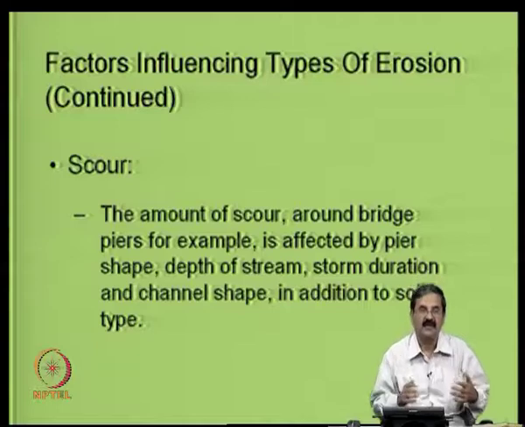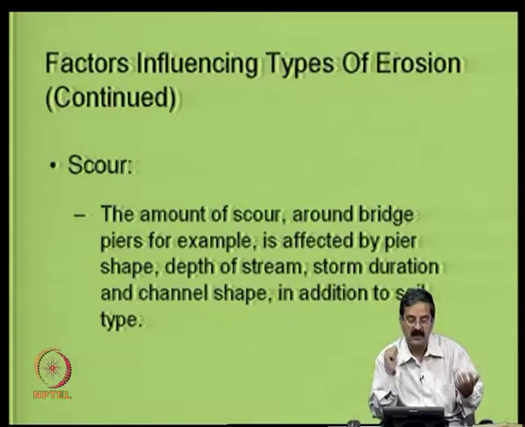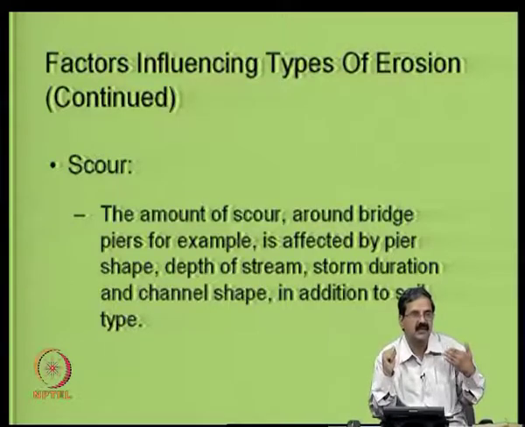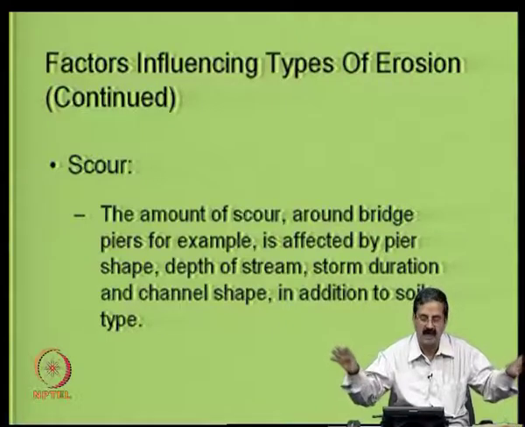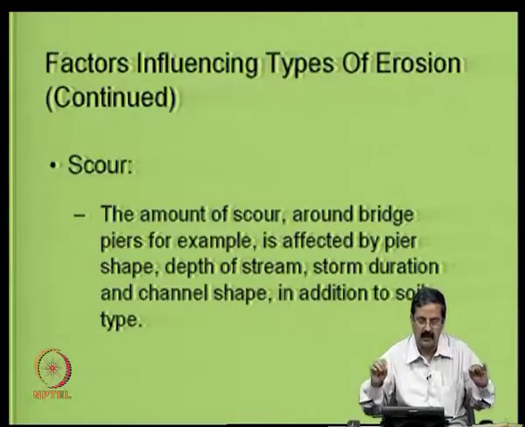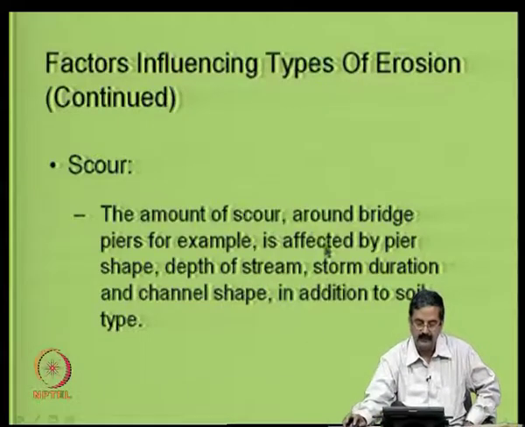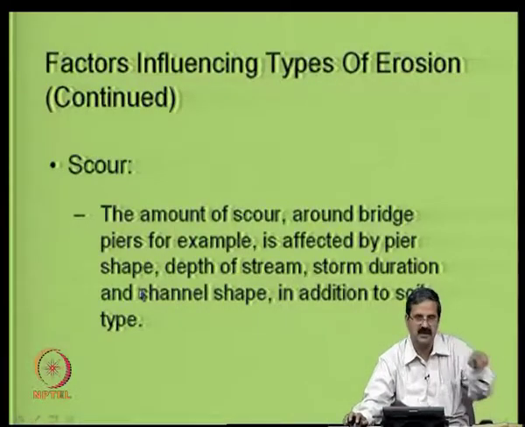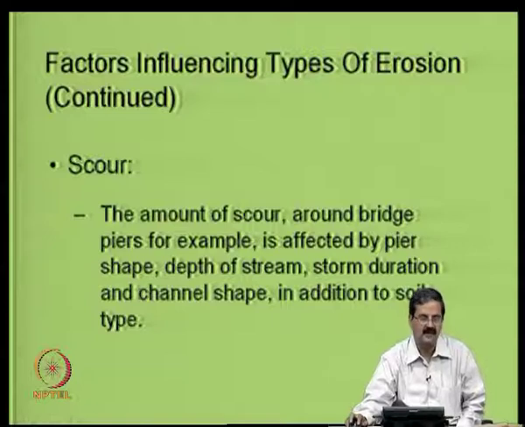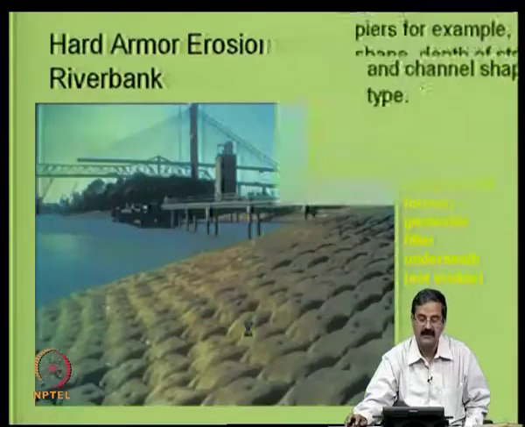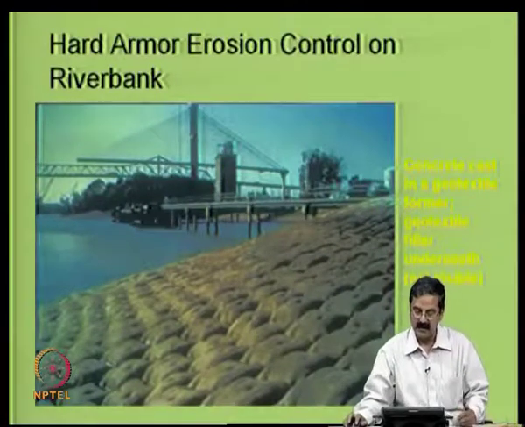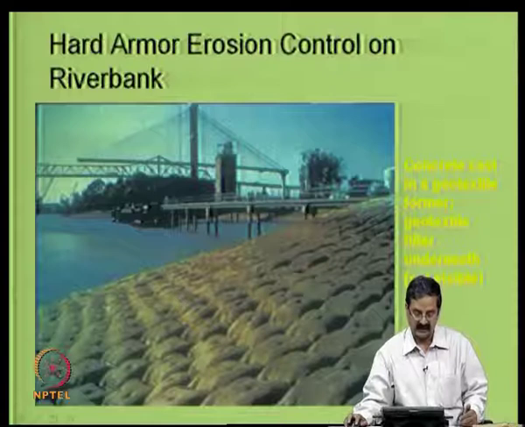So we should be able to understand that the amount of scour is a function of the velocity of the water flow, so that your pier foundations do not have the problem of scour. The amount of scour around the bridge piers is affected by pier shape, whether it is rectangular or whatever shape you have, depth of the stream, storm duration, channel shape, in addition to soil type. So, people may try to provide some sort of erosion control measures on river banks like this.